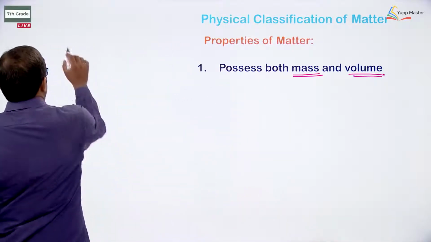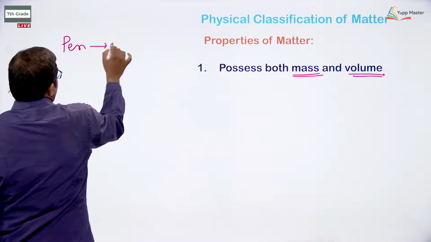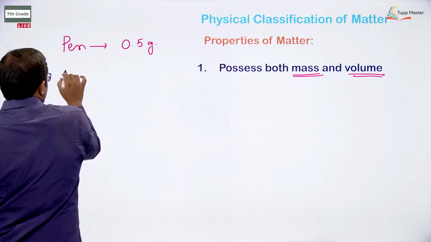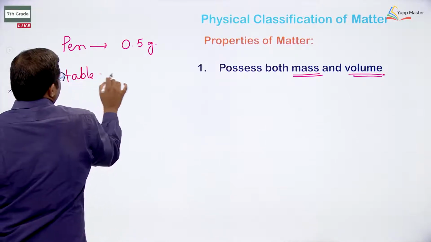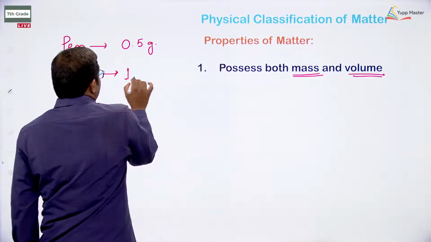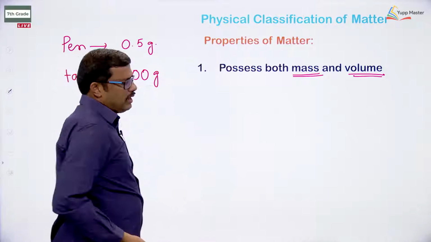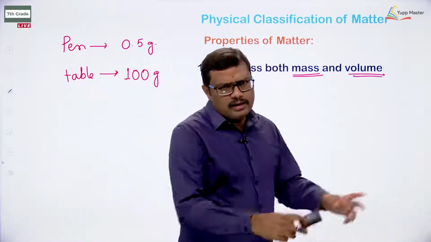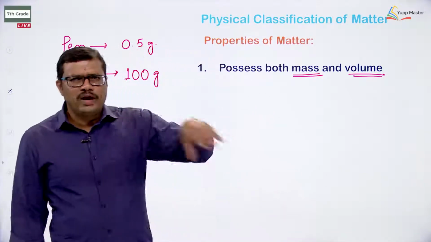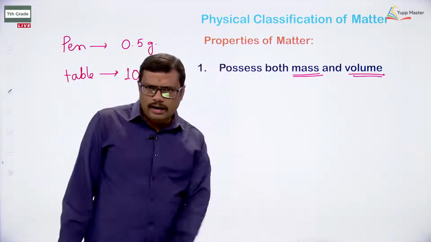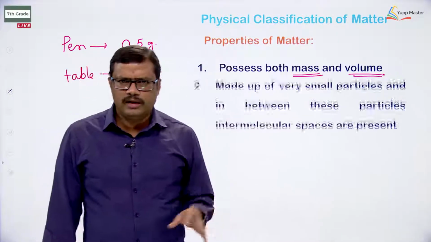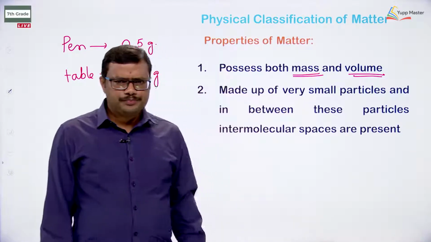For example, if I take a pen and let us say the pen is weighing 0.5 grams, and if I keep the pen on a table, what happens? It is going to occupy some space. Similarly, a table will weigh, let us say it is weighing 500 grams, let us say a small table, and when you keep it in a room, automatically it is going to occupy some space. So, it is going to occupy some volume. So, matter will possess mass as well as volume, right. This is the first property that we can observe from matter, right.